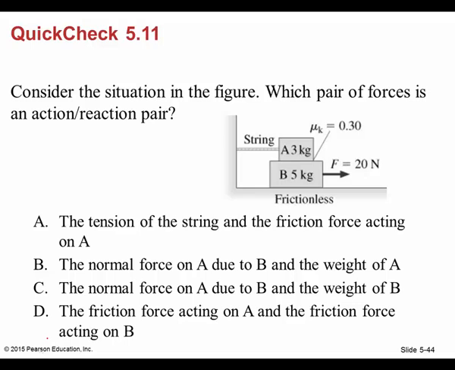Now, let's look at the situation here. Consider the situation and figure which pair of forces is an action-reaction pair. Well, is it the object being pulled with 20 newtons on B, or is it A on B, or is it B on A? Well, let's see. They tell us that the normal force on A due to B and the weight of A, those are action-reaction pairs, okay?